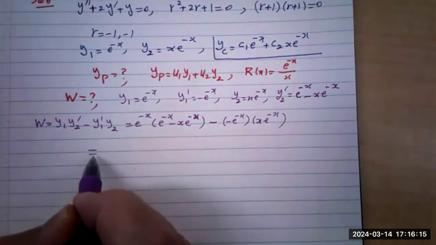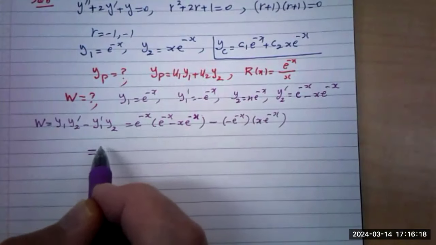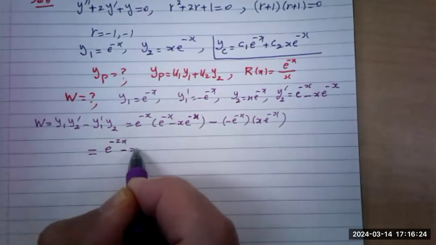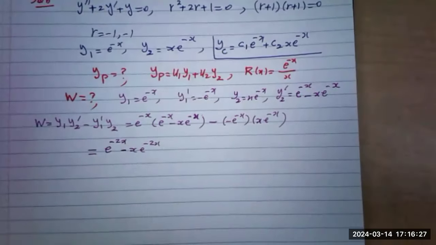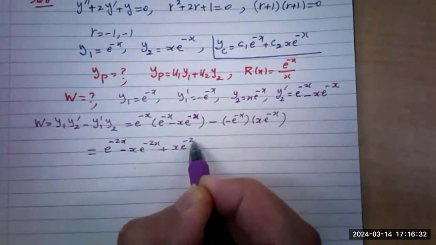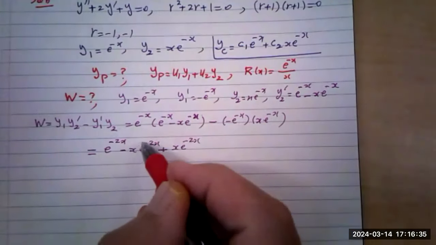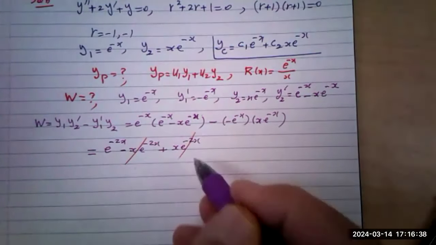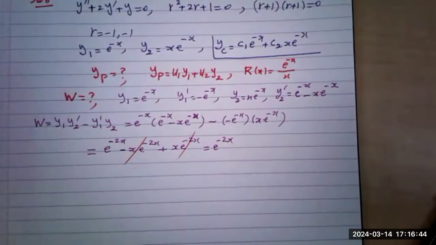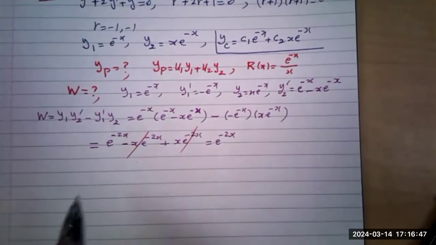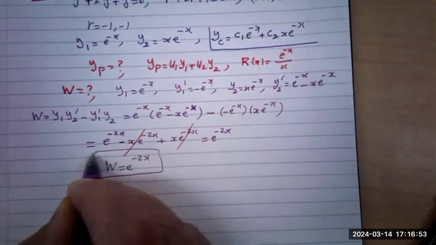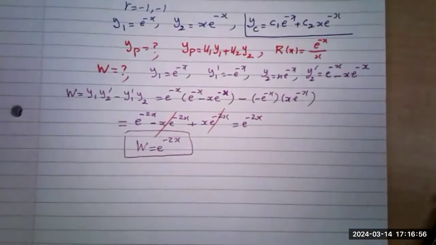Okay, multiply across here. E to the negative x times e to the negative x would be e to the negative 2x. Okay, minus x e to the negative 2x again. Negative would be positive. So we have x e to the negative 2x. This x e to the negative 2x and the other will be canceled out. So we get e to the negative 2x. Now the Wronskian must be a non-zero number, and an exponential function is never zero. So the Wronskian is e to the negative 2x. Okay, any question?